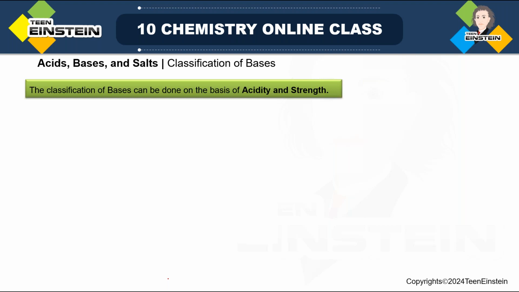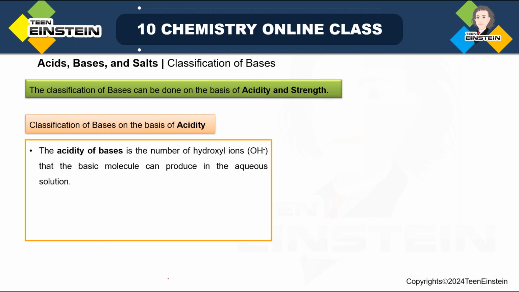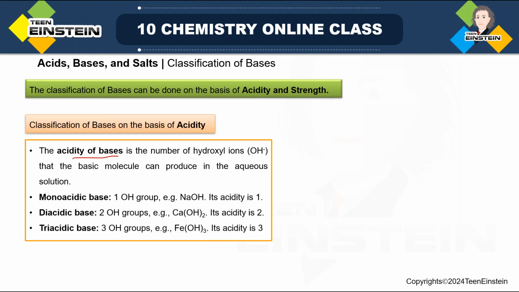Remember, in case of acid, we have seen the classification based on basicity. Now the term is reversed. Now it is acidity. So when we classify bases on the basis of acidity, we have to know the definition of acidity of bases. Acidity of bases is the number of hydroxyl ions present. How many hydroxyl groups are present in the base? Depending on that, we will say this base has acidity 1 or 2 or 3, depending on how many OH minus groups you have.